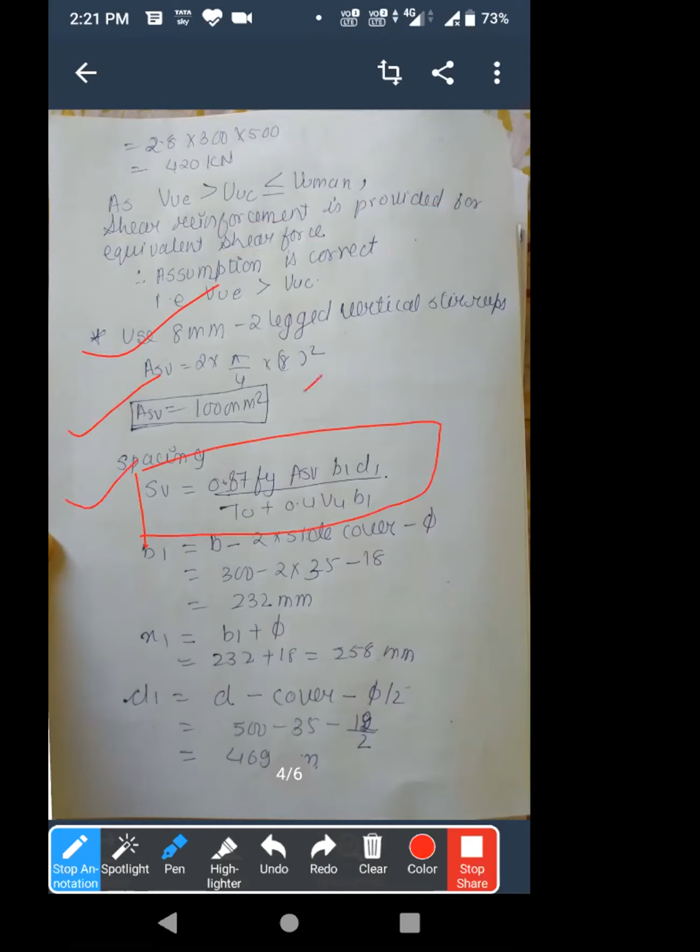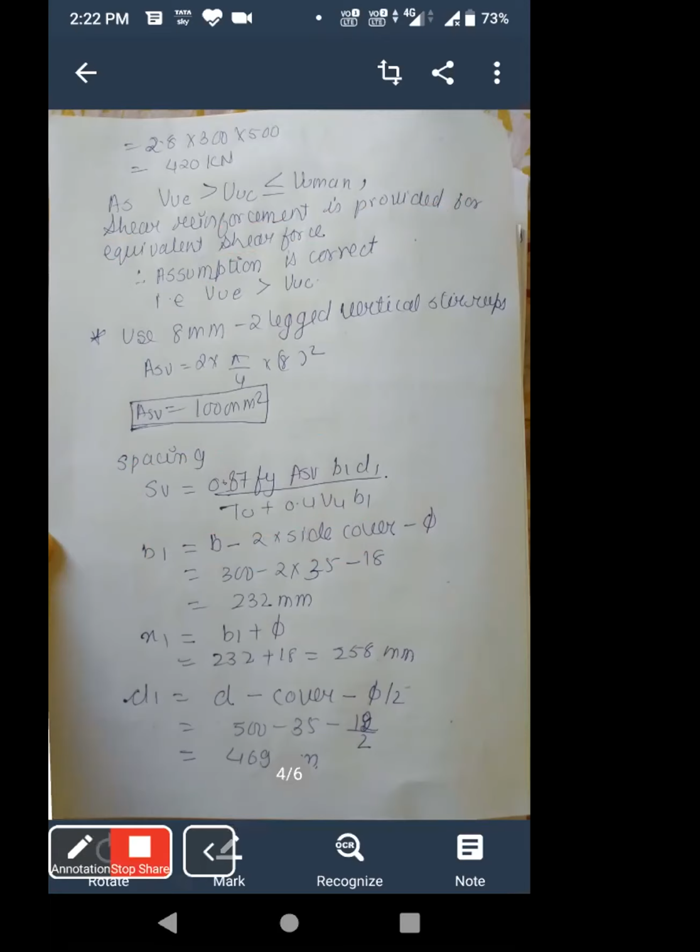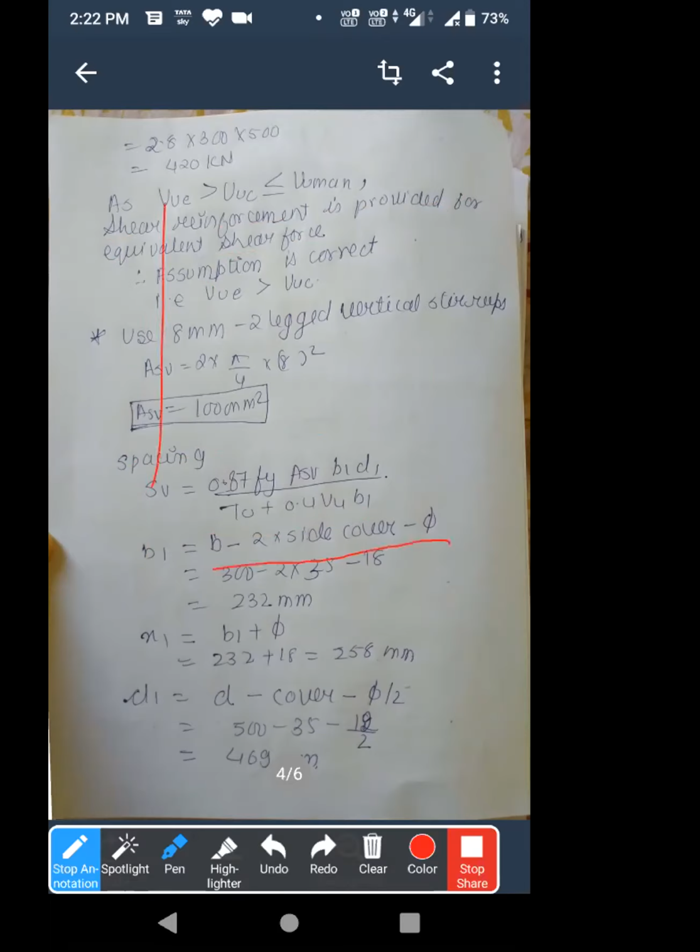TU is nothing but the torsional moment plus 0.4 VU B1. B1 is B minus 2 times the side cover minus 5. This diagram I have already given you in the last lecture. Here are your bars. B1 is nothing but the center to center distance between the bars. This is your B1.